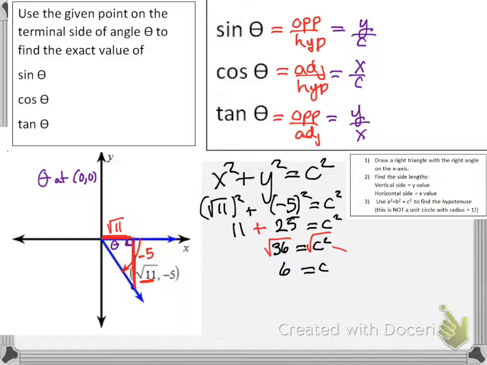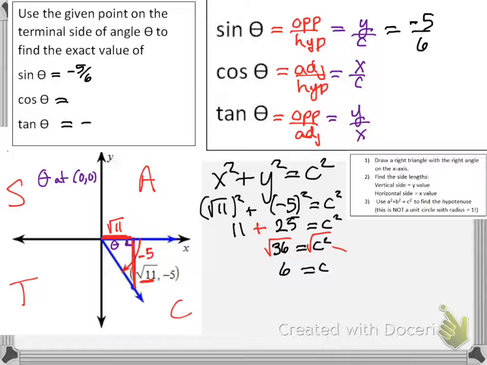So if I'm trying to work this problem out, I'm going to say the sine is the y value, and the c we just worked out to be 6. So the answer for sine theta is negative 5 over 6. Some people don't worry about the negative till the end, but based on its quadrant, I know that only cosine gets to be positive. Everything else gets to be negative. It's going to work out that way.